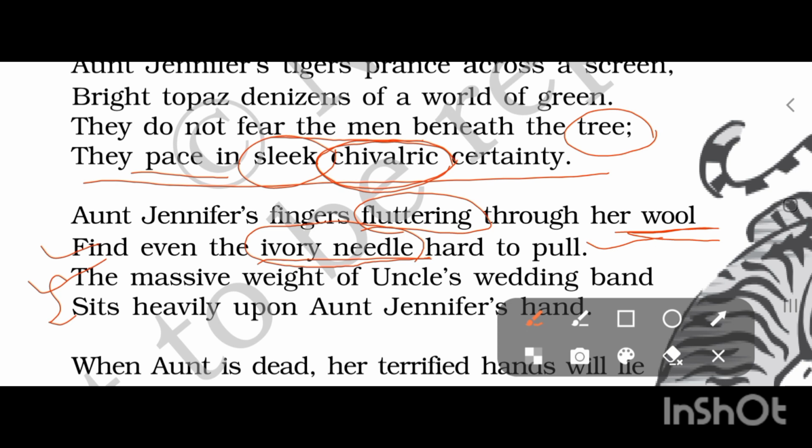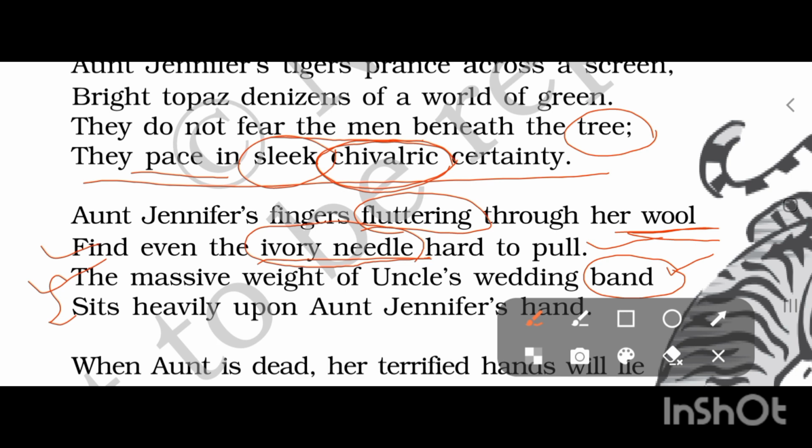Here the poet says that the band, now a very important one, a nice symbolism is used by the poetess here, that the wedding band, uncle's wedding band, means that he is always dominating the life of Aunt Jennifer. That's why this band is heavy. So here band is symbolizing what? It is symbolizing the restrictions. It is symbolizing the responsibilities. It is again symbolizing the basic problem which is actually extended by Aunt Jennifer's husband.